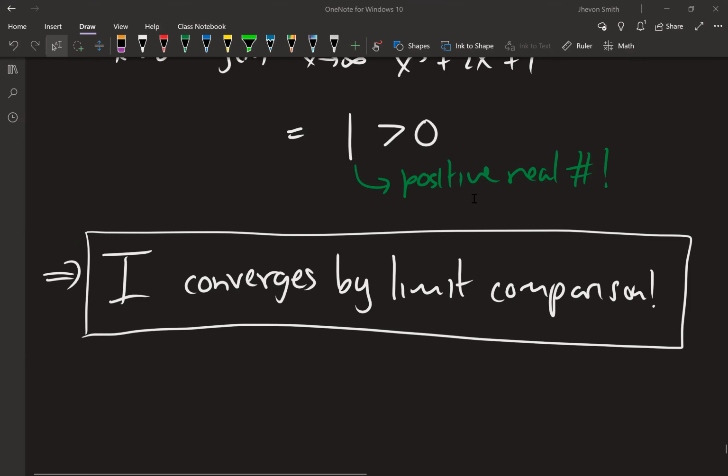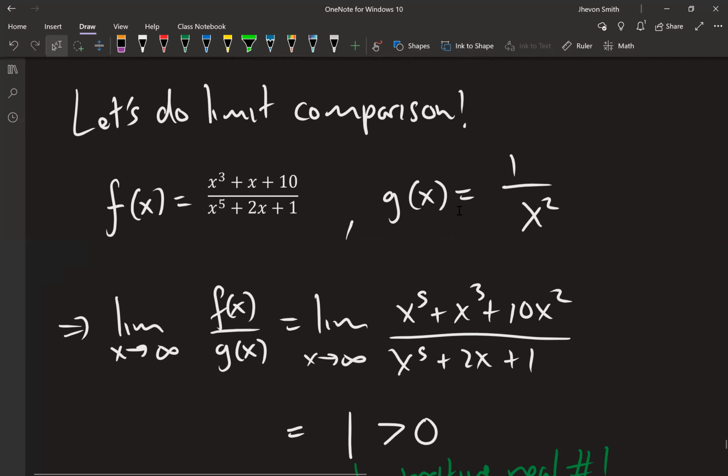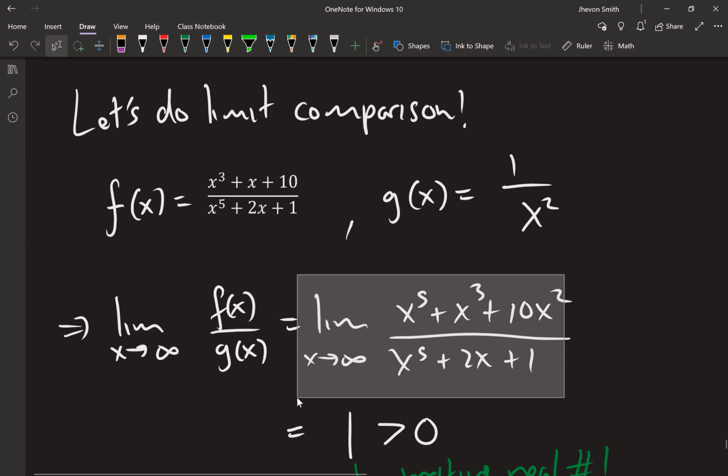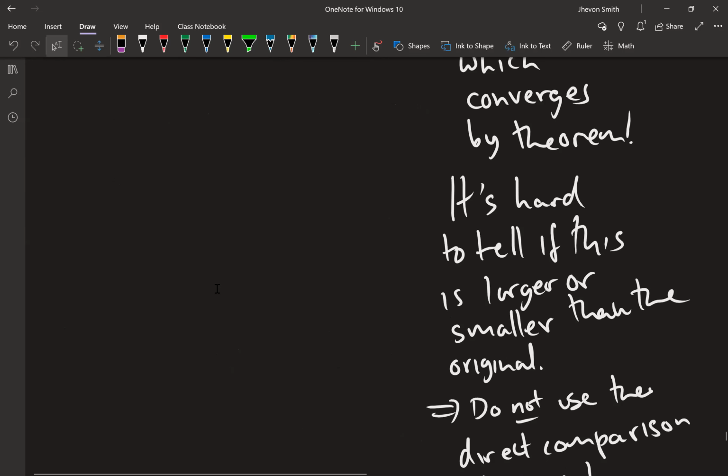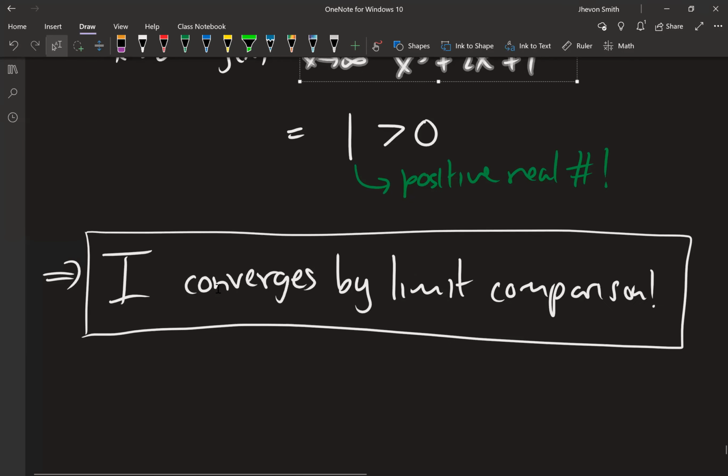Almost. Before you get to the fun activity, according to the last problem, you said it converges by limit comparison. I said it converges. Well, remember when I said it converges to 1? We got 1 greater than 0, a positive real number. But does it really converge to 1? This limit converges to 1. The original integral we don't know.